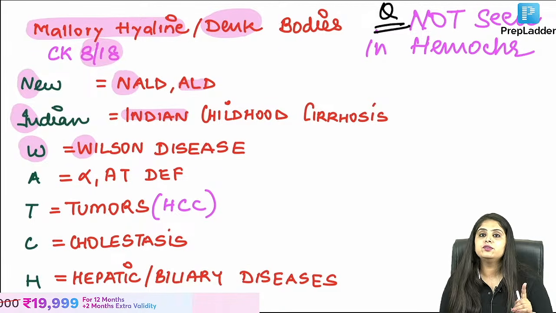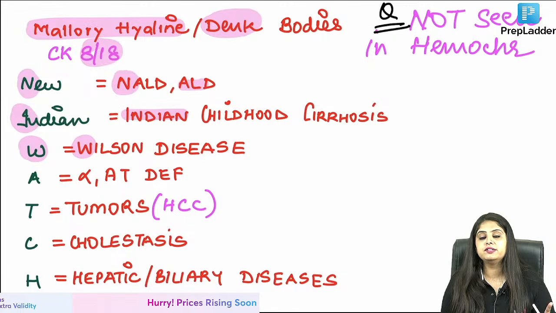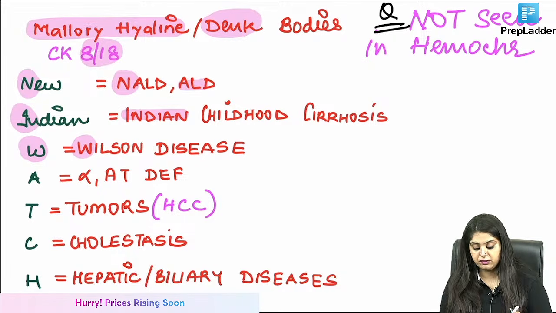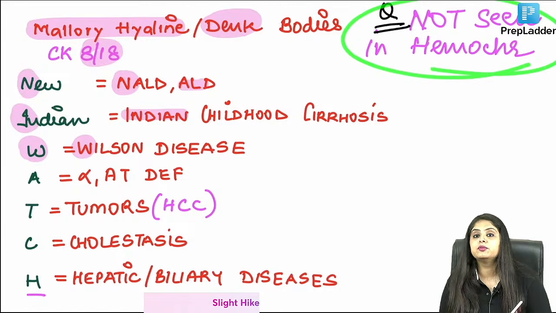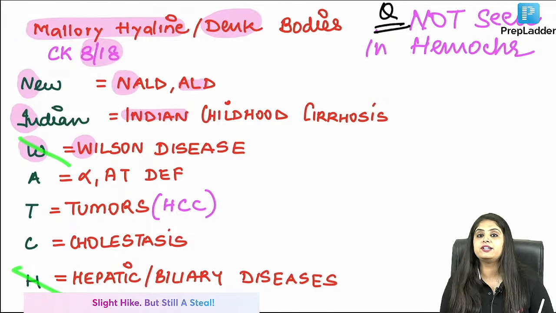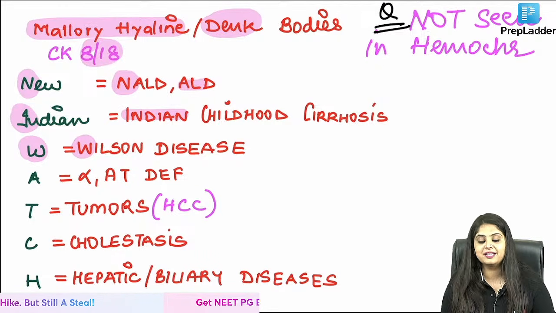Mallory hyaline bodies are only seen in copper overload, that is Wilson disease. It is not seen in hemochromatosis. Please do not mess up over here. It is not the case that W for Wilson means H for hemochromatosis. Every time it doesn't work like that.